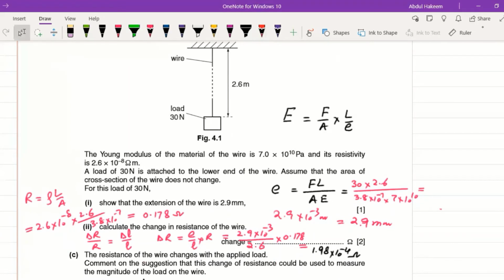So extension, Young modulus, F over A multiplied by L over extension, meaning extension is equal to FL over AE. F force 30, length 2.6, area of cross section 3.8 into 10 power minus 7, Young modulus 7 into 10 power 10, and after the calculation 2.9 into 10 power minus 3 meter, which is 2.9 millimeter, hence shown.